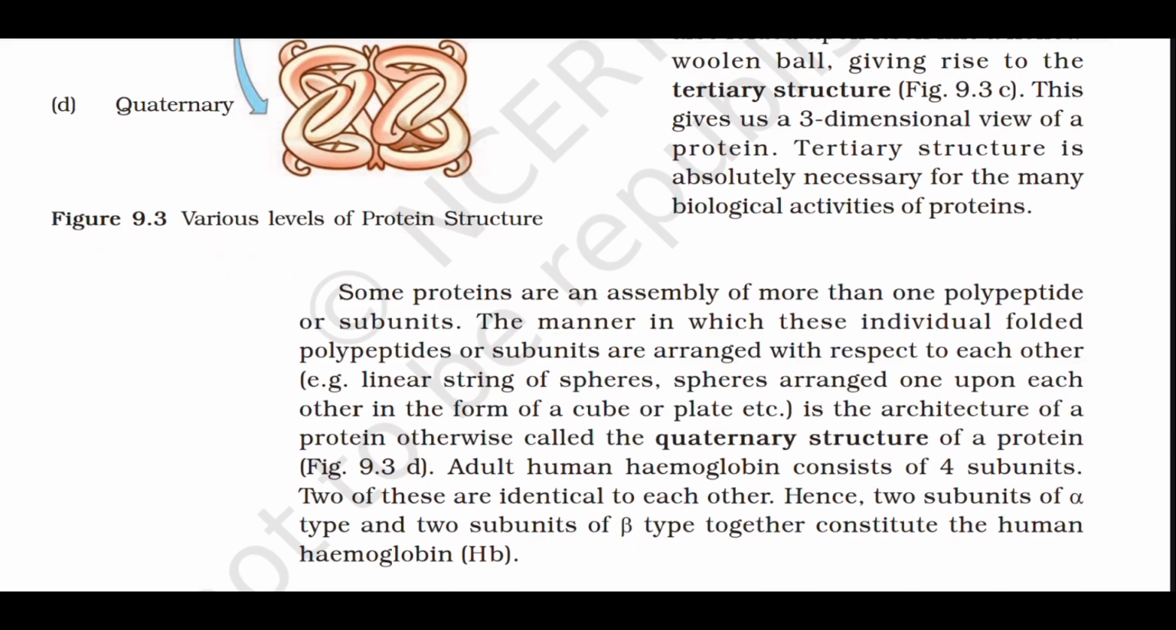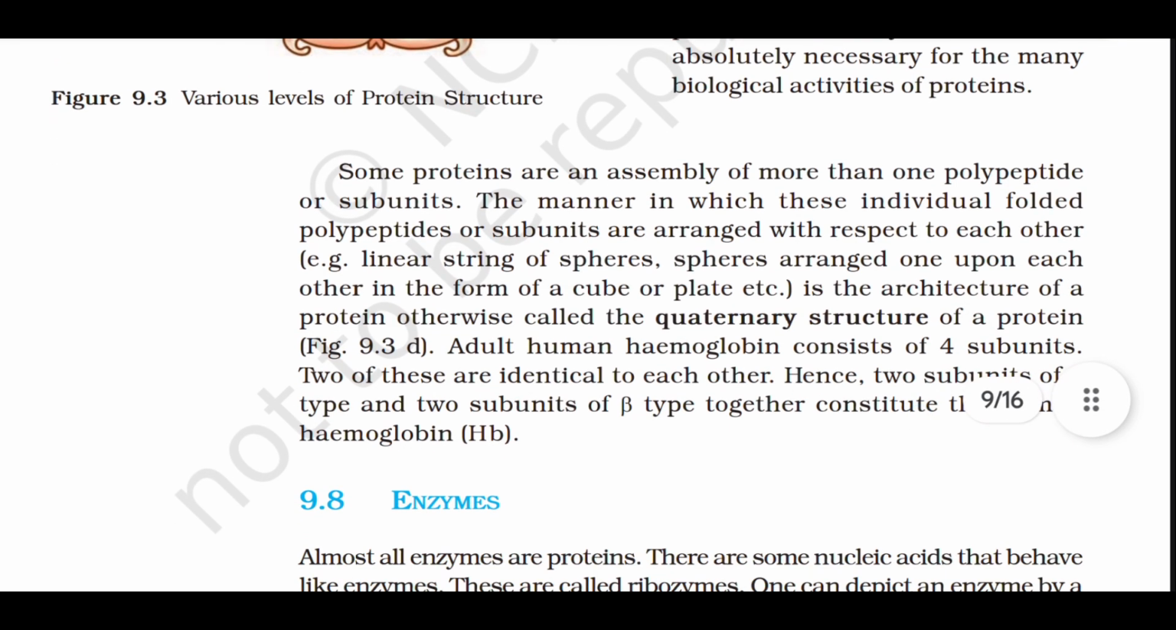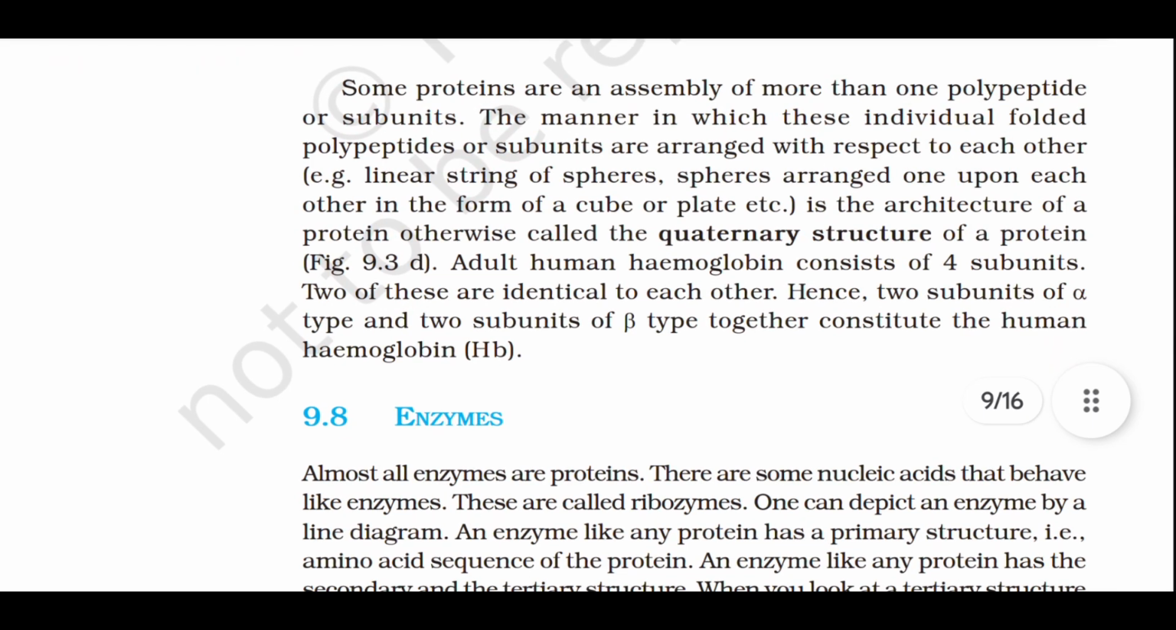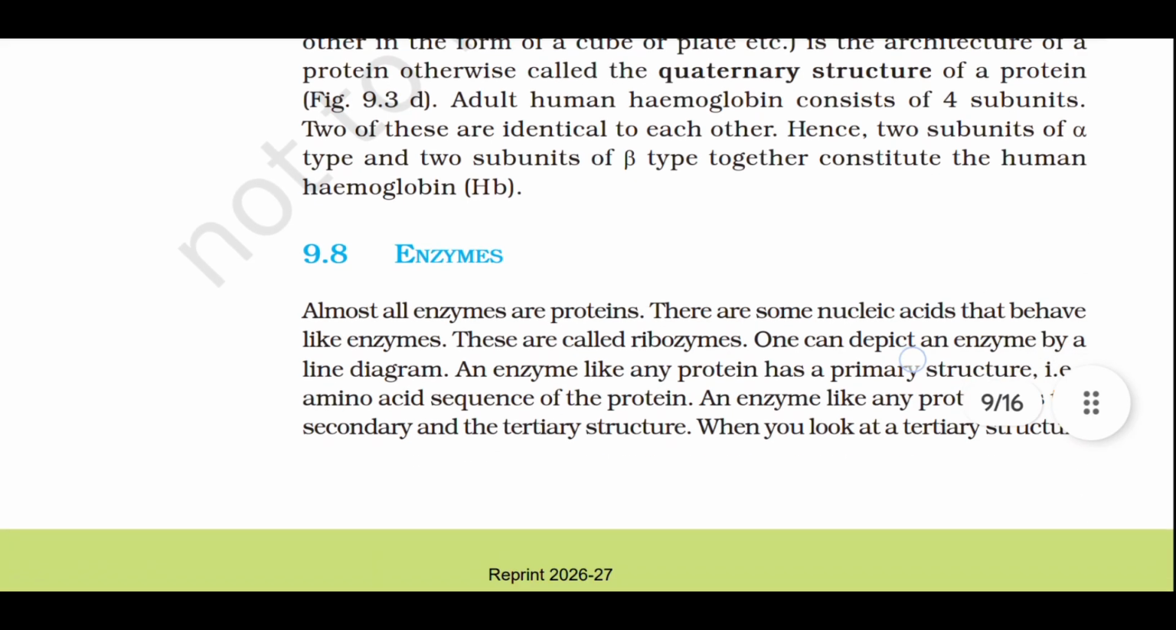The manner in which these individual folded polypeptides or subunits are arranged with respect to each other. For example, a linear string of spheres arranged one upon each other in the form of a cube or plate, etc., is the architecture of a protein, otherwise called the quaternary structure of a protein. Adult human hemoglobin consists of 4 subunits. 2 of these are identical to each other, hence 2 subunits of alpha type and 2 subunits of beta type together constitute the human hemoglobin.